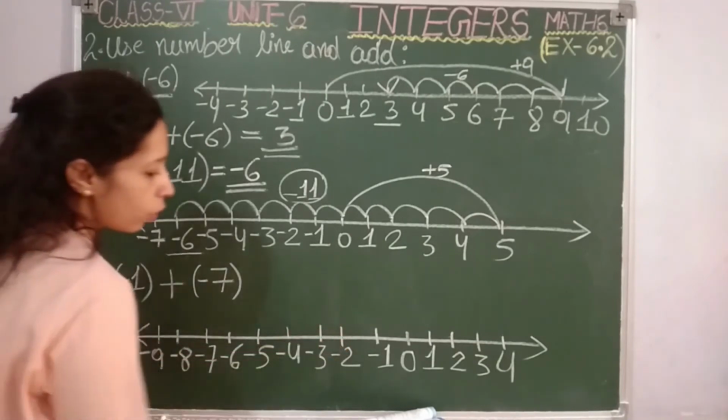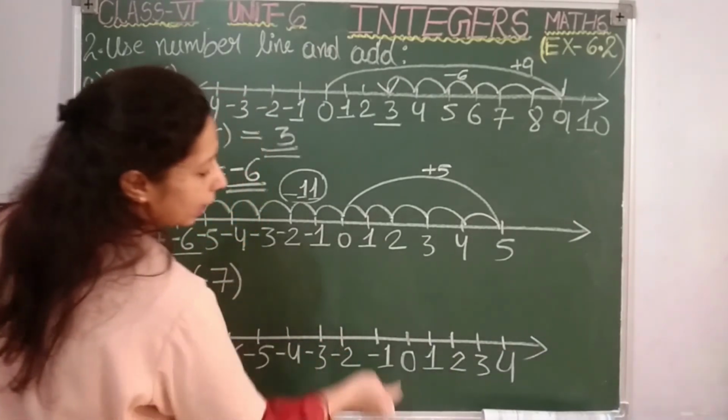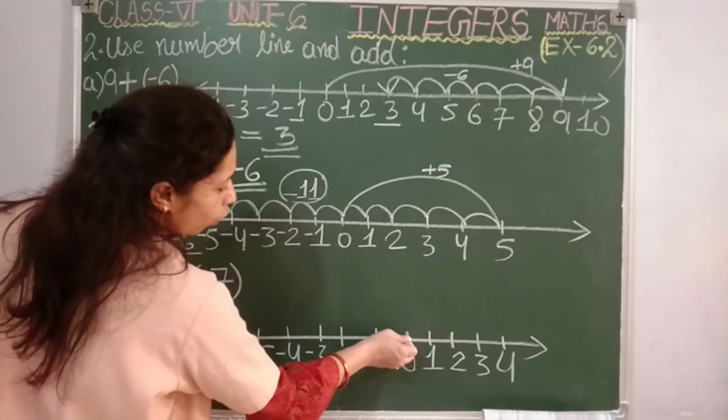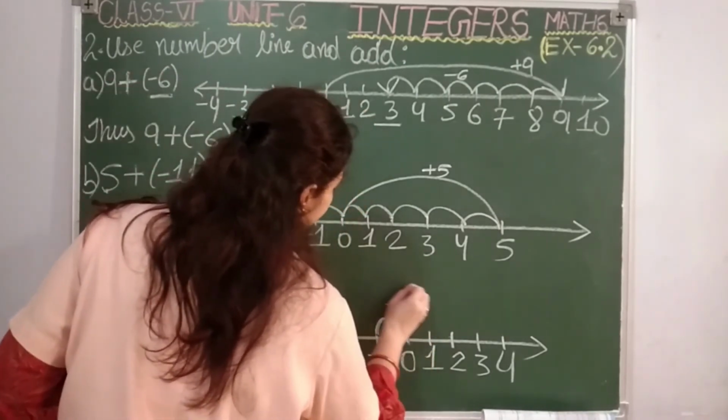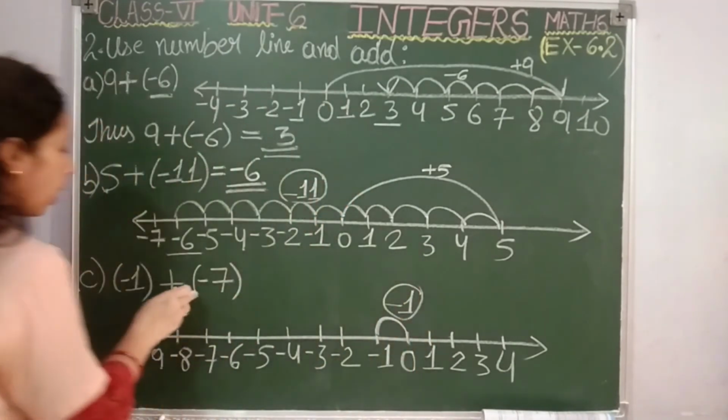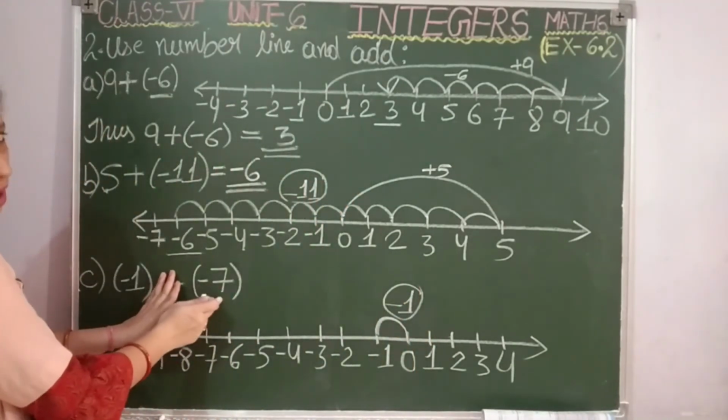I have already drawn the number line, students. Here is the 0. So from 0 first I'll come to minus 1. Here I can write it as minus 1. Okay. Now again, ignore this. Minus 7 you are going to do.